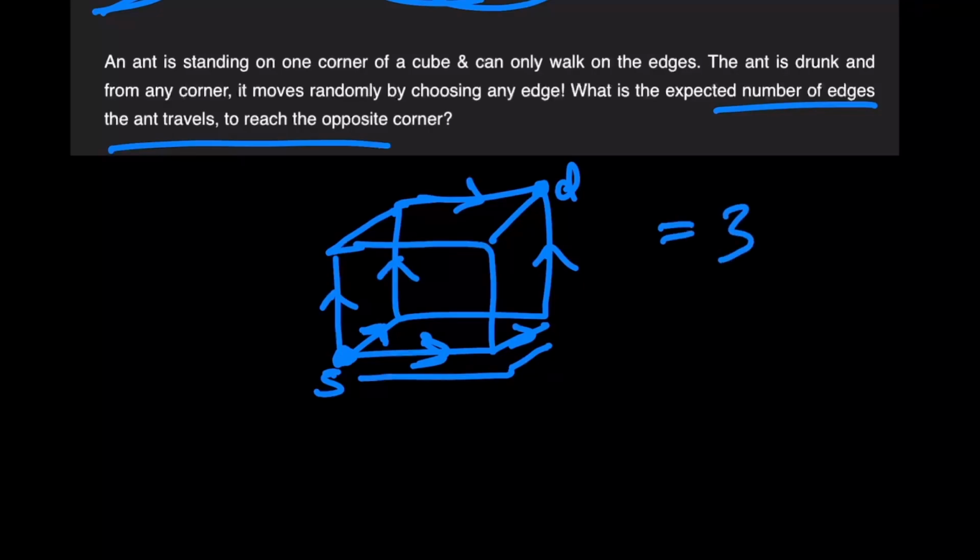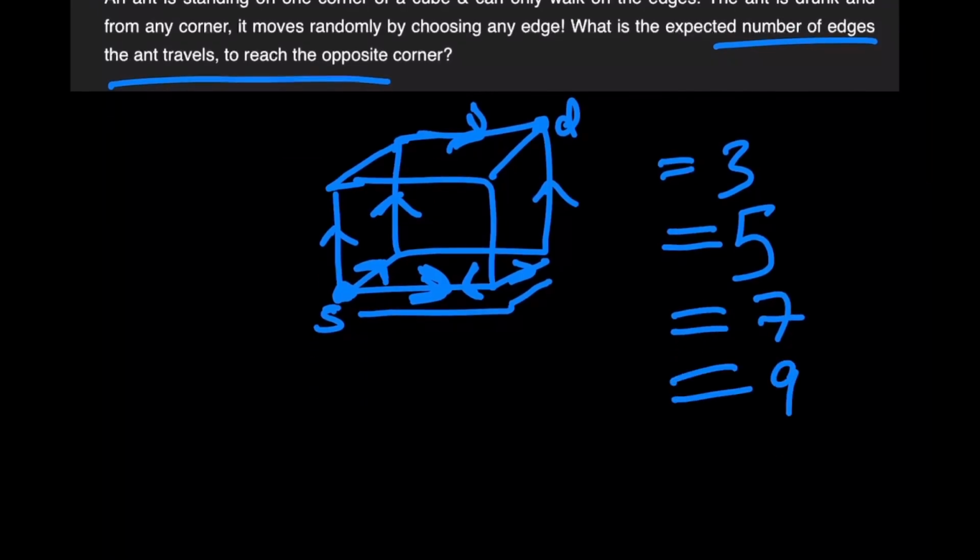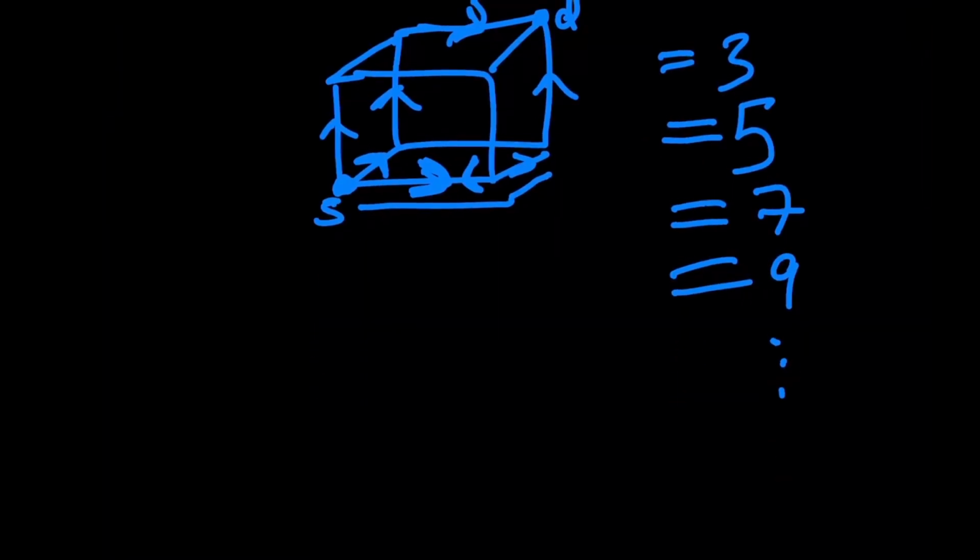If you think a bit more about it, so for example, if we consider the case of going along this edge, then going back along this edge, then taking this route, that would lead us to take 5 steps. And if you keep on thinking, then there are also cases where we can reach the destination in 7 steps, 9 steps, and this goes on. And technically, there are cases where you're taking an infinite number of steps to reach the corner D, because technically the ant could just be looping around and never really reach D, right?